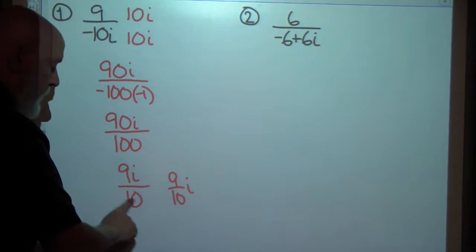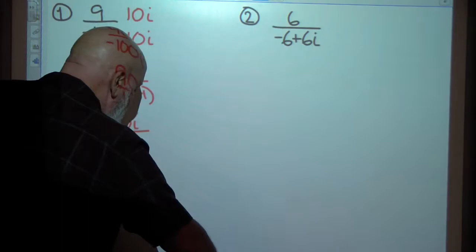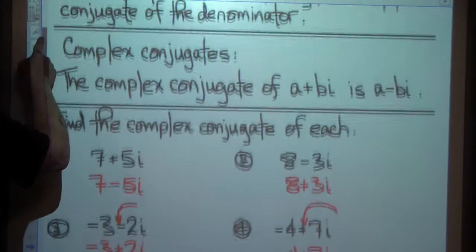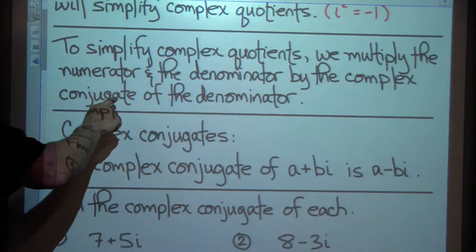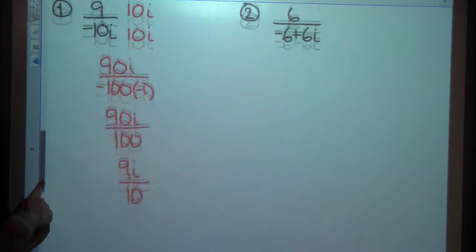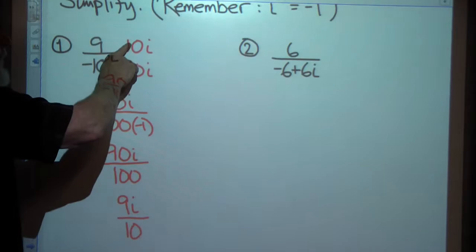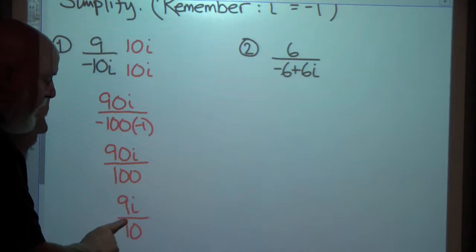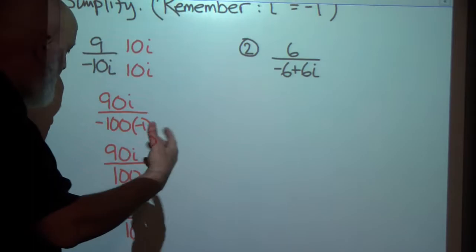So, our objective here, when we simplify complex conjugates, is to multiply the numerator and denominator by the complex conjugate of the denominator. What we're trying to do is make sure that the denominator does not have an i in it. By multiplying the numerator and the denominator by the complex conjugate of the denominator, we wind up with a new denominator that does not have an i in it. That's our objective. That's simplifying these quotients.